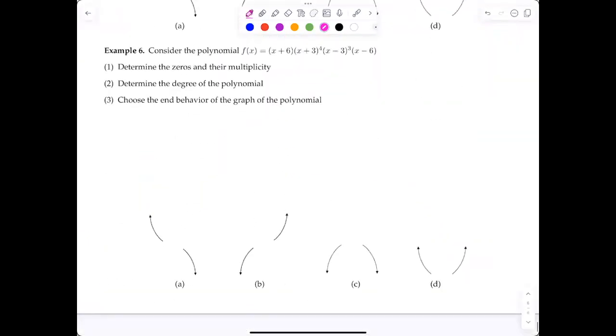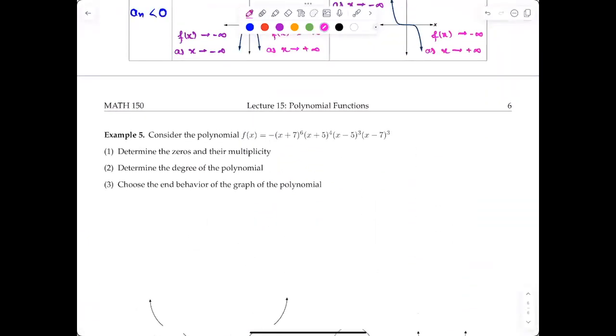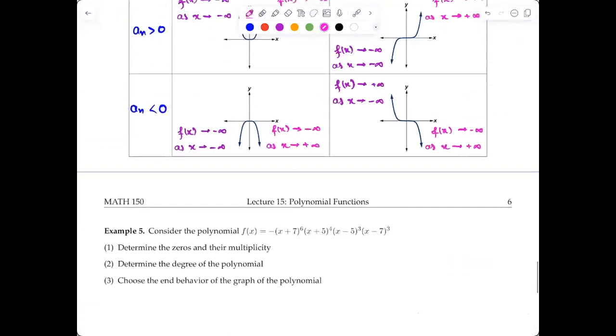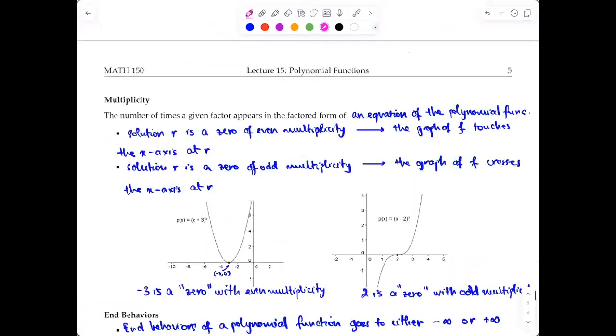All right, so we have two more examples. In this example, you have a polynomial function in factored form already. With these functions, let me go back to the definition we wrote down earlier: the number of times a given factor appears in the factored form of the equation of the function. So when you go back to example 5, let me write example 5 on the board.